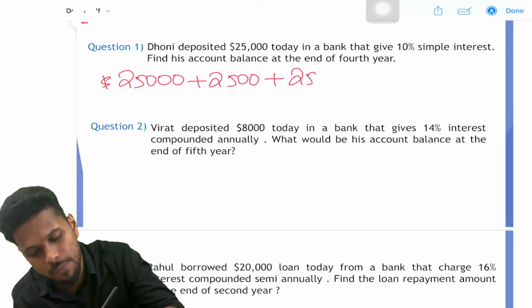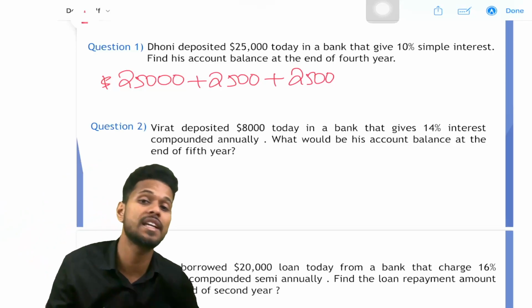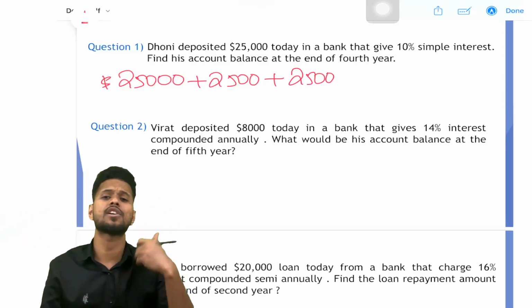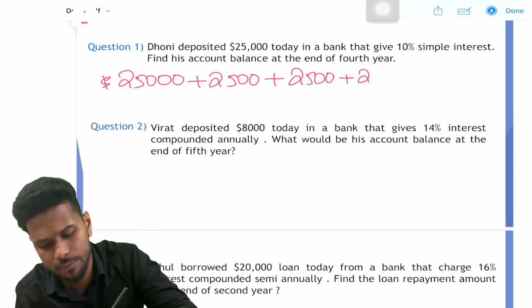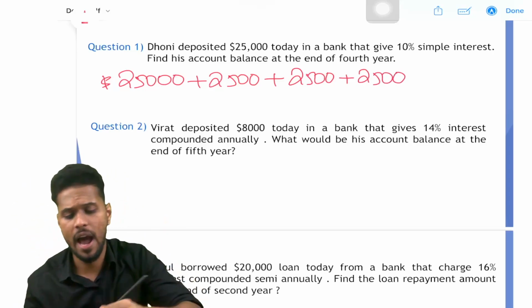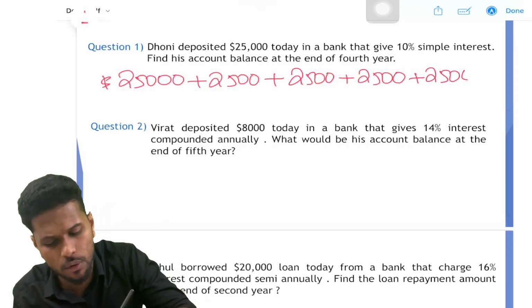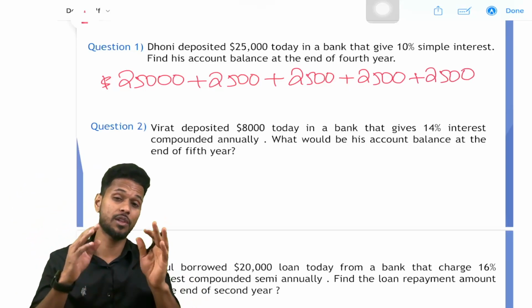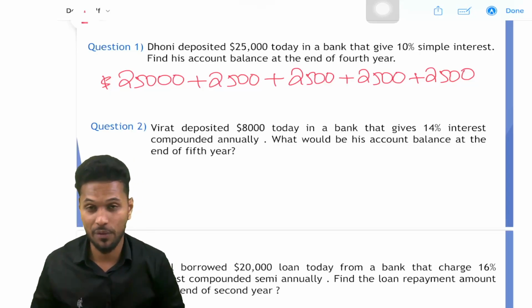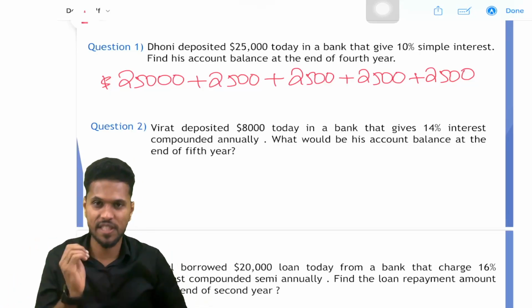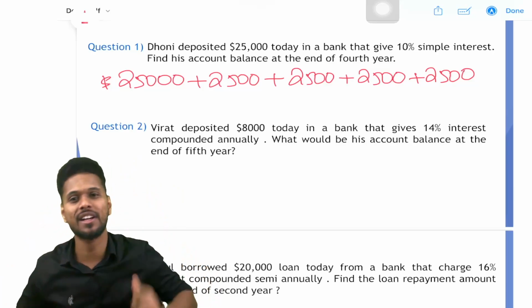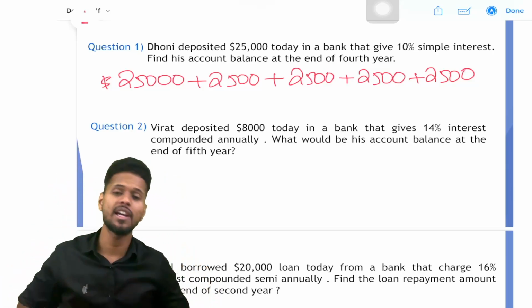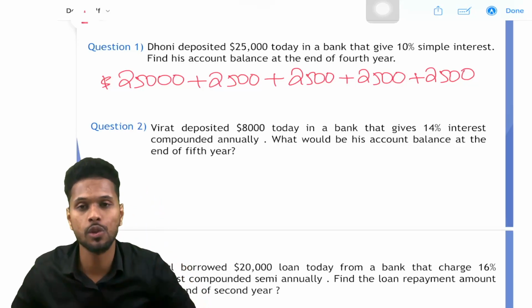The second year also you get the same interest. You will not receive any interest on interest, so the second year also the interest is calculated on the 25,000. The third year and the fourth year also. Sorry, 25,000 is the amount that you deposited. The first year interest is 2,500, the second year interest is 2,500, the third year interest is 2,500, and the fourth year interest is also 2,500.